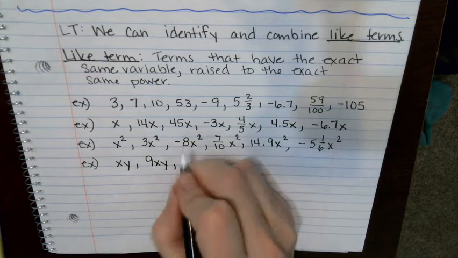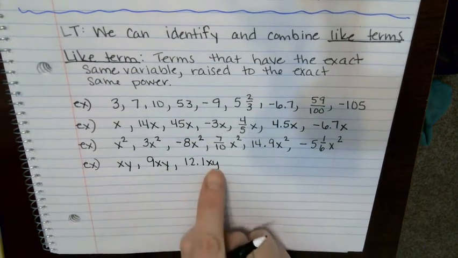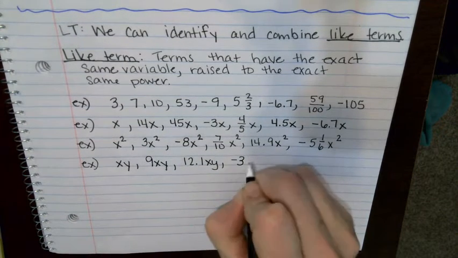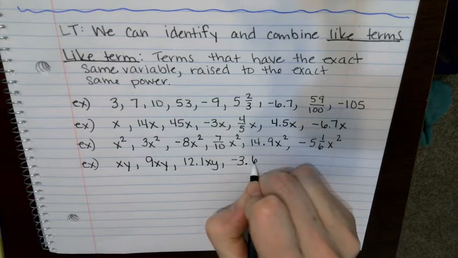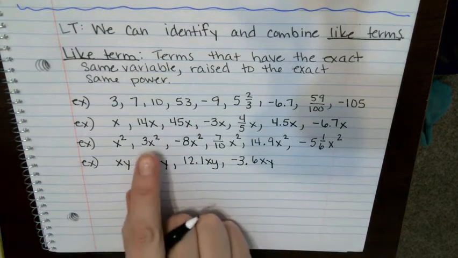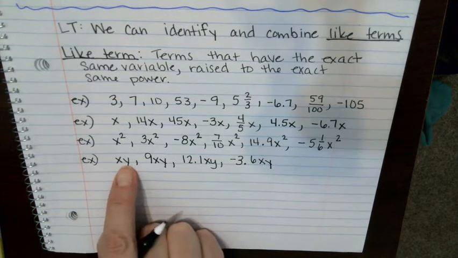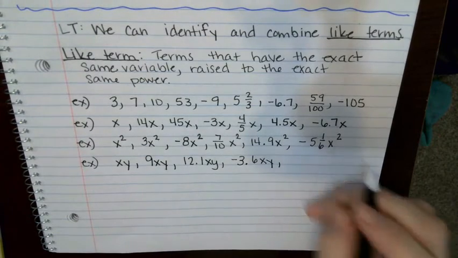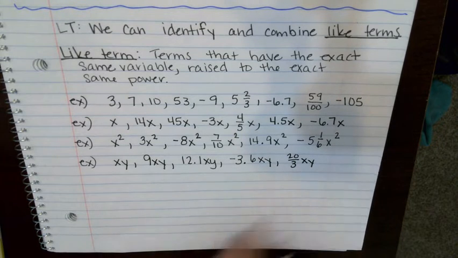What about 12.1xy? xy, xy, like terms. Okay, you could have negative 3 and, I don't know, 6/10 xy. Okay, hopefully with going through enough of these, you're saying that it doesn't really matter what numbers are attached to it, because we're going to deal with that later. What matters is that we can see that the terms that have the exact same variable raised to the exact same power are the terms that are alike.